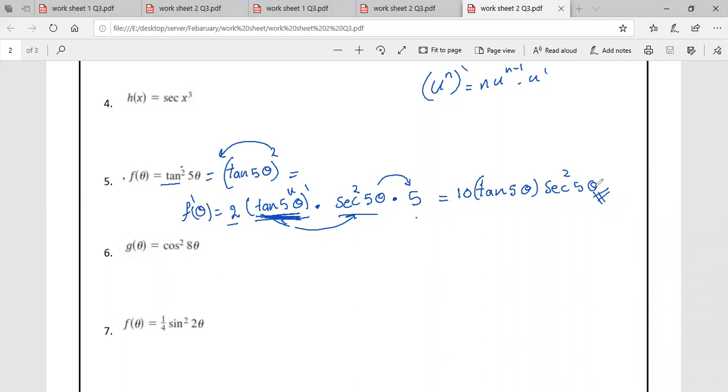Okay, I solved the following exercises, but please pause the video, then solve independently, okay, without any help. After this, play back the video and correct yourself, okay?